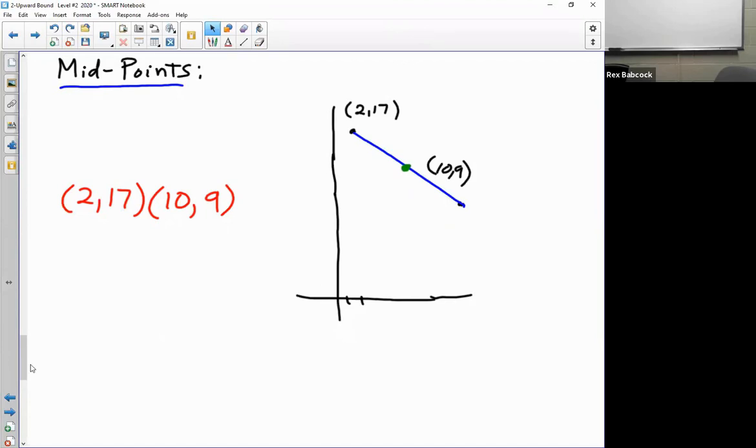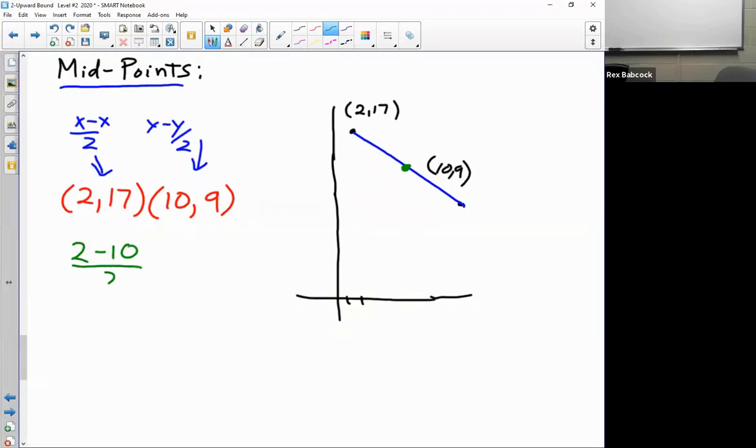Well, the equation, if we're going to do it on the coordinate system, back in grade school, we just said, oh, this is half. Whatever this is as well, it's half. Well, here I want the exact point on the coordinate system. And the equation is x plus x over 2 for x. And then it's y plus y over 2 for y. So let's do that. 2 minus 10 over 2. That's x plus x. Excuse me, these are our mean notes. It's a plus, not a minus.